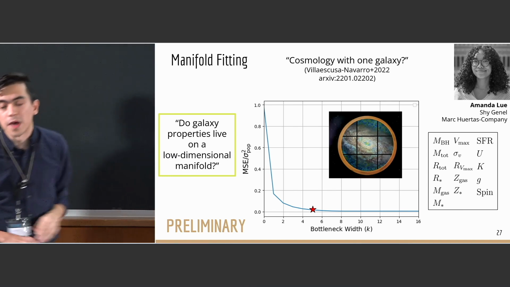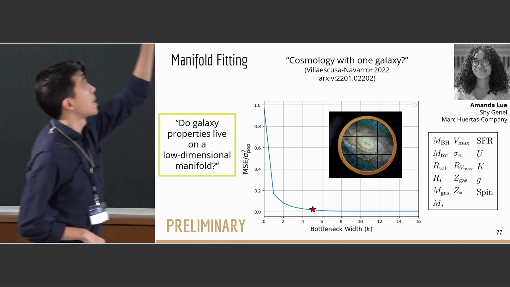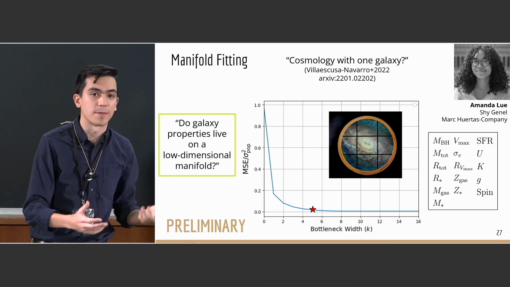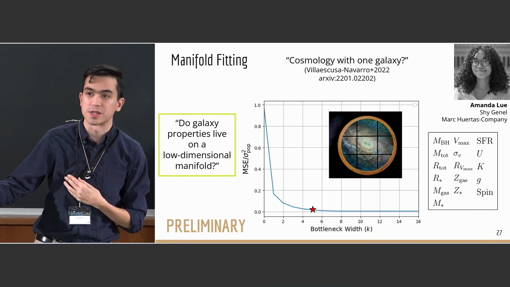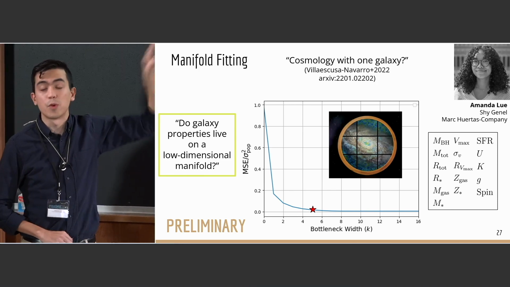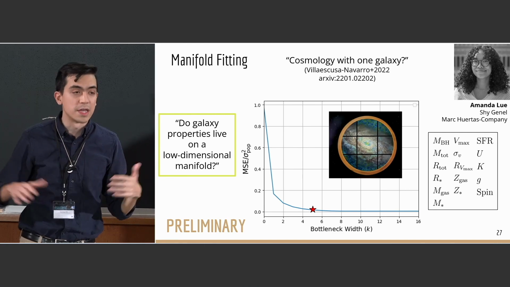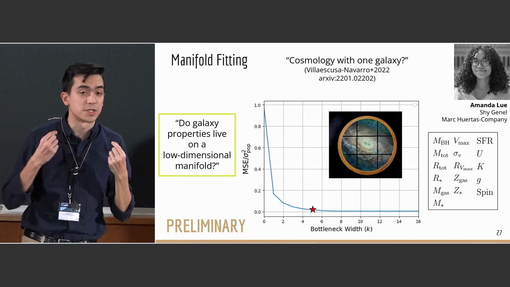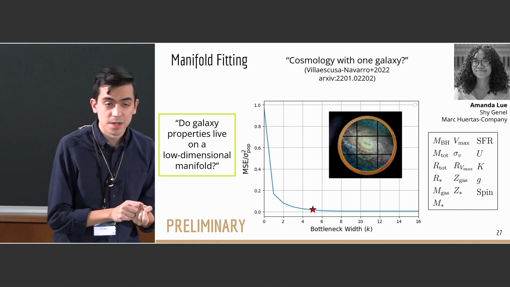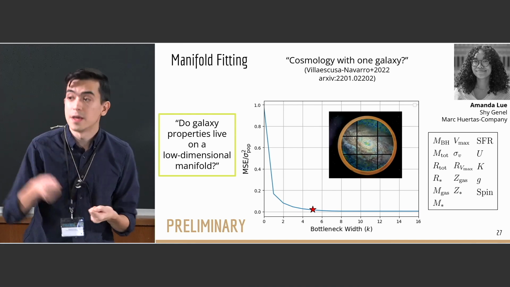This is work done by Amanda Liu, a graduate student at Columbia. It's in response to the paper Cosmology with One Galaxy, which you've already heard about, in which you take a bunch of galaxy parameters and try to infer the cosmology of the simulation they came from. We don't understand why that works. But one hypothesis is that galaxy properties live on a manifold in a high-dimensional space, which is defined by cosmology, and that by figuring out which manifold your galaxy lives on, you can figure out what the cosmology is.